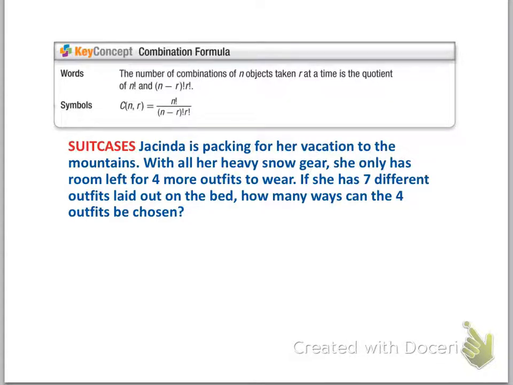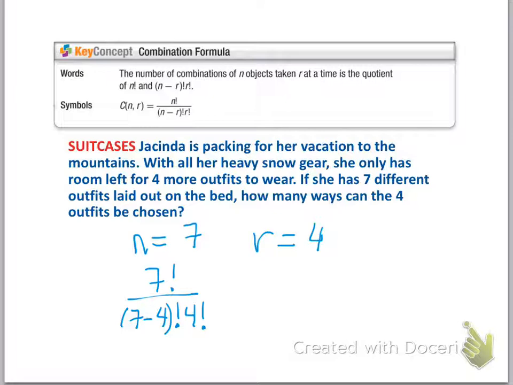Order does not matter. So we need to figure out what N is and what R is. We have 7 total possible outfits, and we're going to choose 4. So we plug it into our formula. 7 factorial divided by 7 minus 4 factorial, times 4 factorial. And now we type that into our calculators to find out. And after you've typed it in, make sure you get it correct. The answer should be 35 possible sets of outfits.